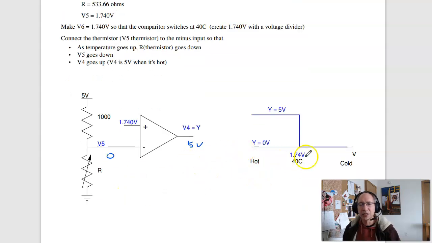The circuit cares about voltage, not temperature. 0 volts is hot, 5 volts is cold. I want to turn on when it's hot at 0 volts. So connect to the minus, and that's what I should get.